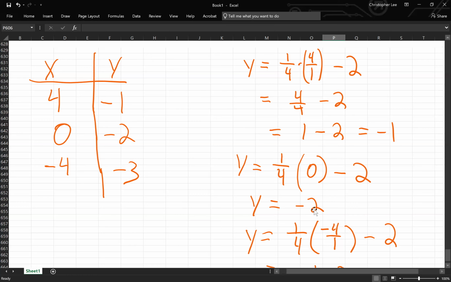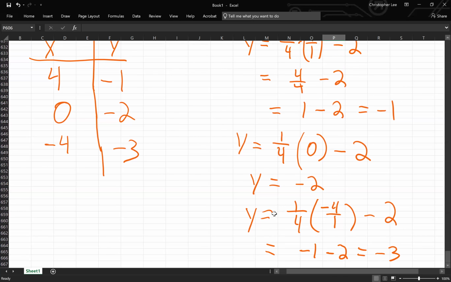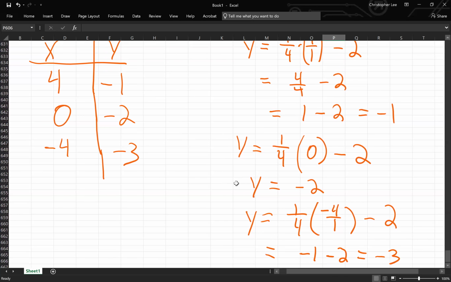And then the one that I wanted to do is -4, right? Let's try it. So when we plugged in -4, this became -1 minus 2, which is -3. Simple, right? Now I got 3 answers here. I only need 2. Graph it and we're done. That's it.